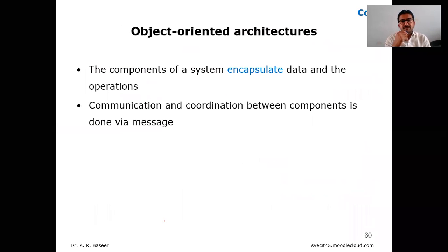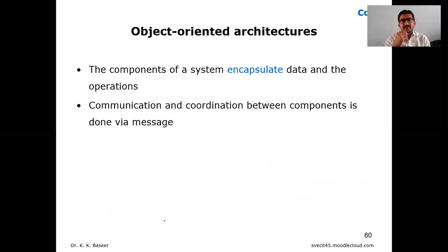Whatever the features of object-oriented, like encapsulation, polymorphism, inheritance, all sorts of things will be done with the help of this OO architecture. What will we do in OO architecture? Let us have a look.